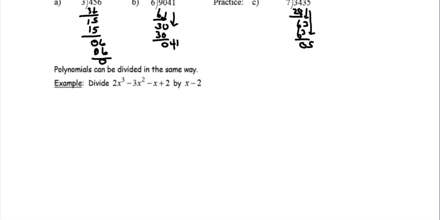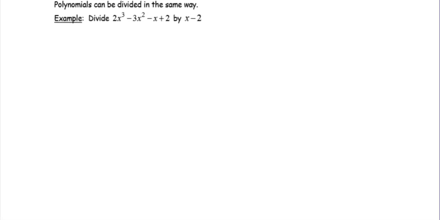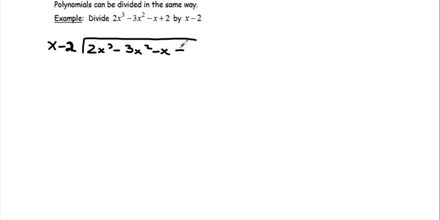So we're going to use all those terms. Now, I just refreshed your memory with doing long division, because we are going to use that same process to divide polynomials now. It's a process, and we're just going to do it one step at a time. So we're going to take x minus 2, which is what we're dividing by, and divide that into our dividend, which is 2x cubed minus 3x squared minus x plus 2.